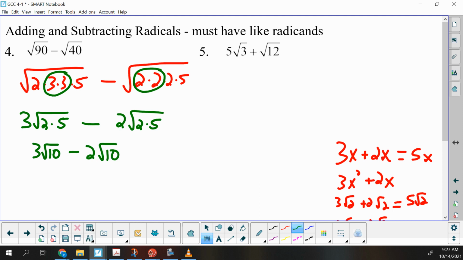Well, just like with x's, we're just adding and subtracting the number out front. So we're doing 3 minus 2, which gives us 1 square root of 10. But like x's, we often don't write the 1 in front of the x, so you could just write this as square root of 10.